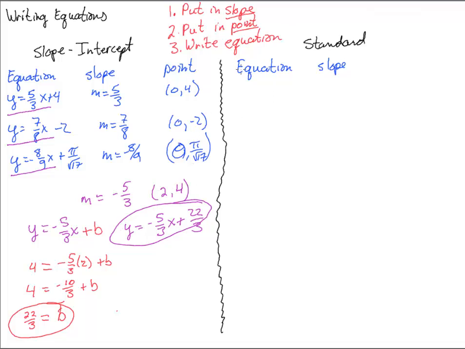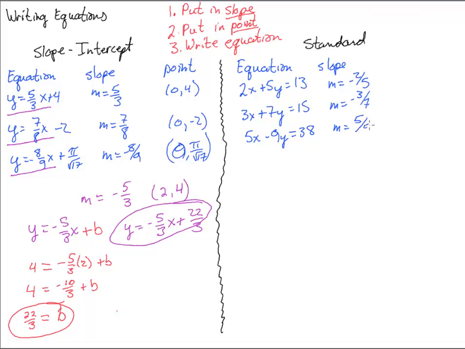Okay, now let's try doing the same thing over here with the standard form. Remember, equations like this look like 2x plus 5y equals 13. The slope here was negative 2/5. That's the shortcut. If we had 3x plus 7y equals 15, the slope was the opposite of 3 over 7. If we had 5x minus 9y equals 38, then the slope was positive 5/9, because you did a negative 5 over this negative 9.